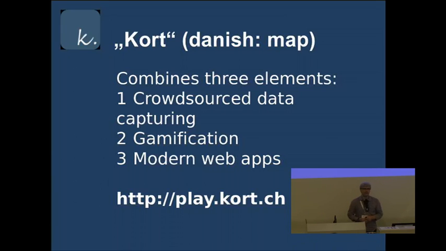Kort is Danish for map, and it needed to be short to be remembered easily. This mobile web app combines three elements. It's about crowdsourcing, like OpenStreetMap. It's about gamification, and I'll explain that. And it's about modern web apps, that is, HTML5 technology. That's the URL, the .ch. Don't be confused about this. It's worldwide. It's running worldwide.